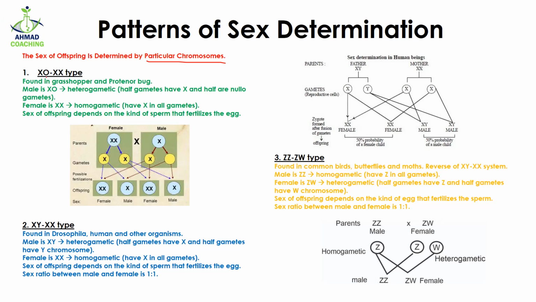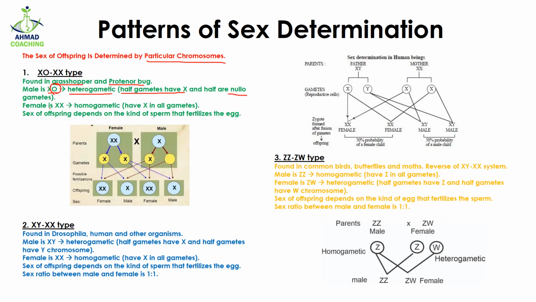In the first type, we have the XO-XX type. This system is found in grasshoppers and bugs. In this case, the male is XO. It means that the male is heterogametic. Heterogametic means the male is going to produce two types of gametes. Half the gametes will have X, while the other half will be nullogametes. Nullogametes mean that they will have O, or no chromosome. Means no chromosome is present there.